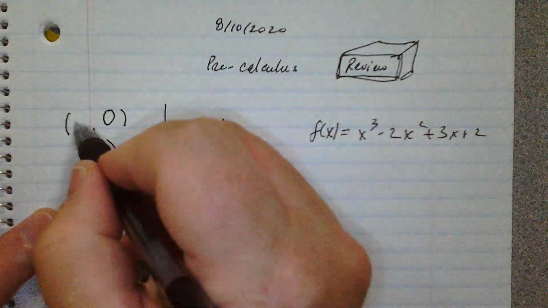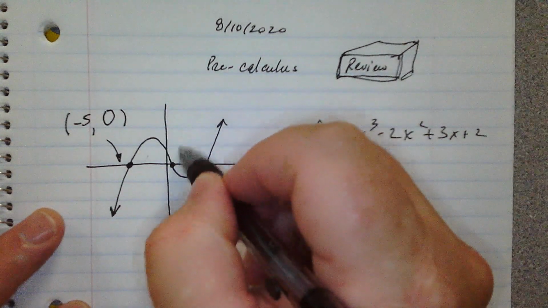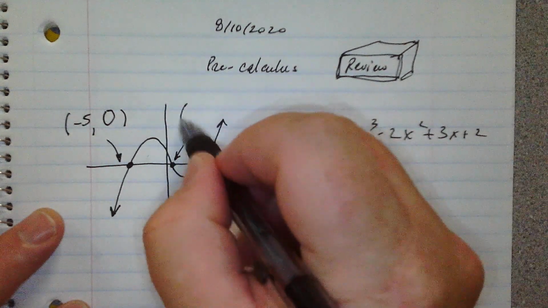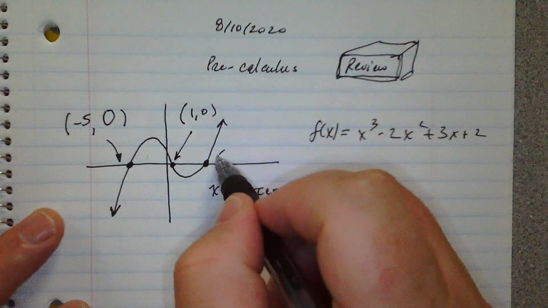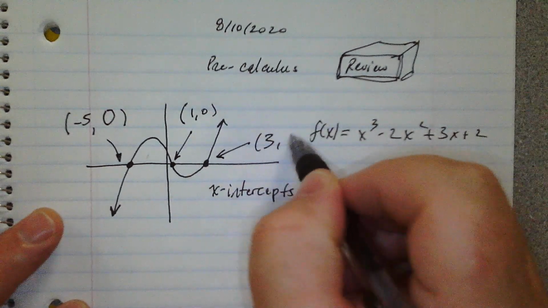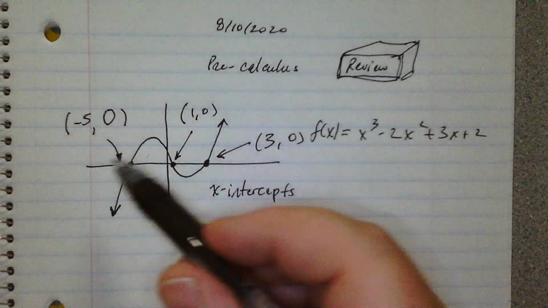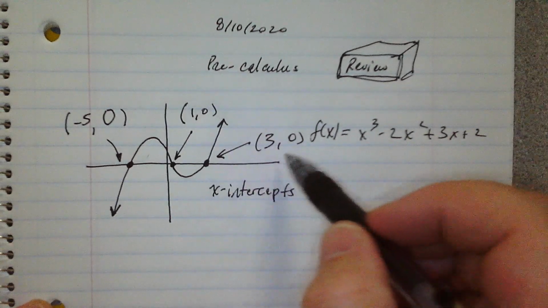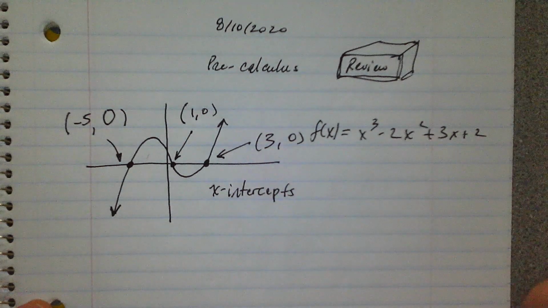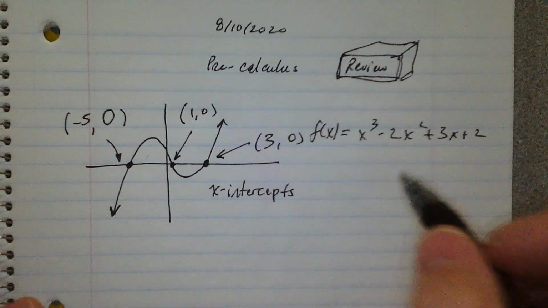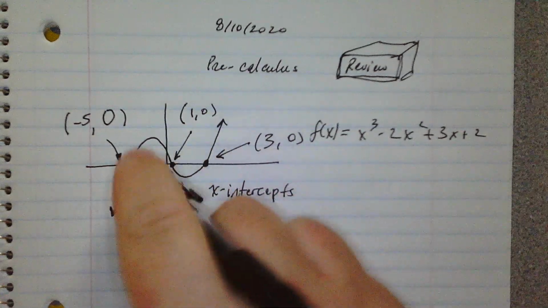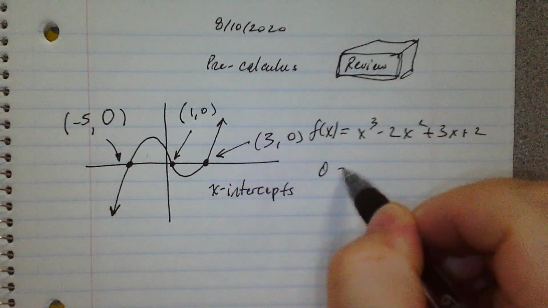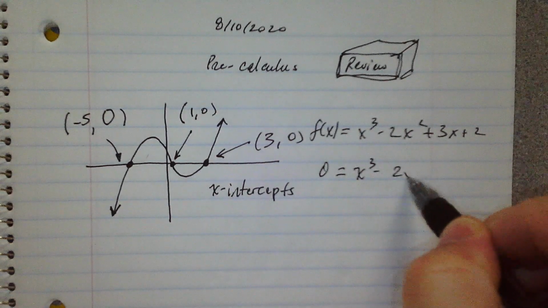So this one right here could be -5, 0. This one right here might be 1, 0. And this one right here might be something like 3, 0. But you see, for all x-intercepts, the y-coordinate is always 0. So the way we actually find these x-intercepts is we set the whole function equal to 0, and then we try to solve it.